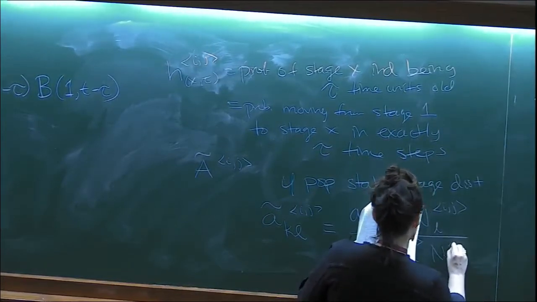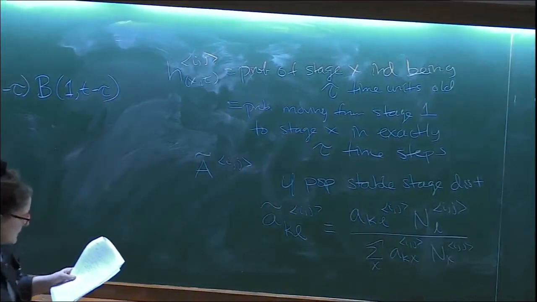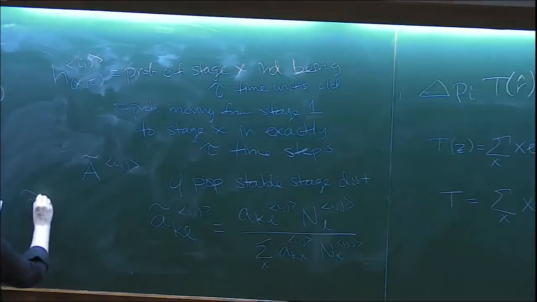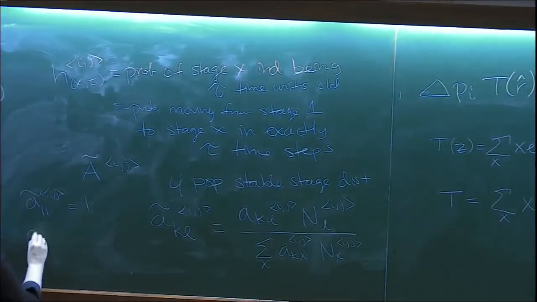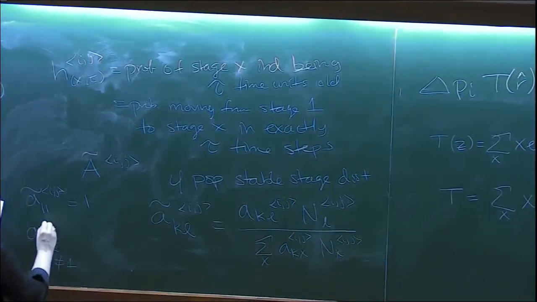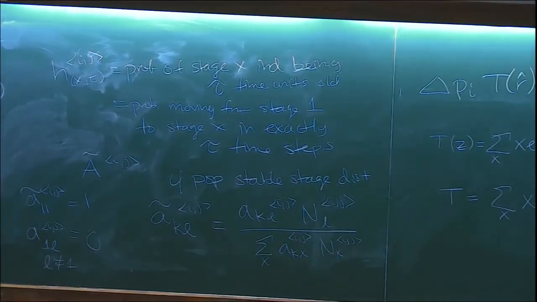So notice that my N's no longer have a time dependence. That's because I'm now at stable stage distribution. And then a couple of things. I have to define 1,1 as 1, and 1L for all L not equal to 1 as 0, so that 1 is an absorbing state. So I basically make the Markov matrix version of my transition matrix with 1 as an absorbing state.